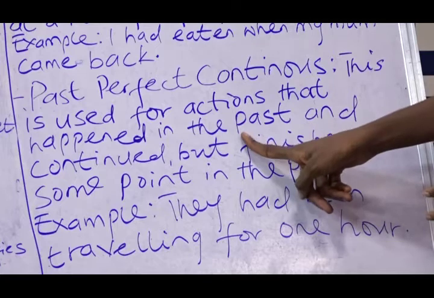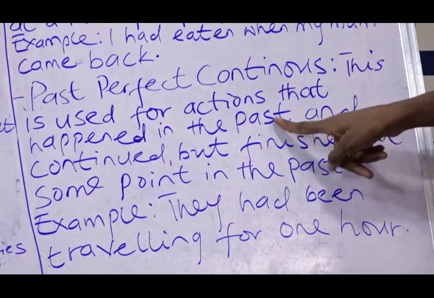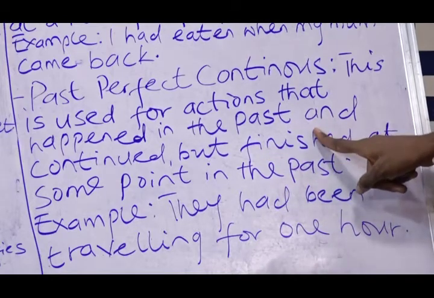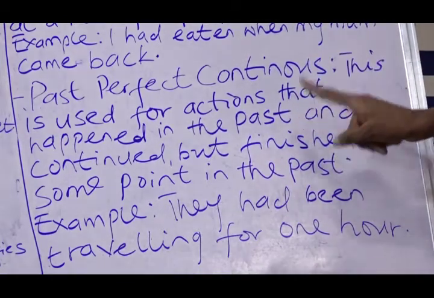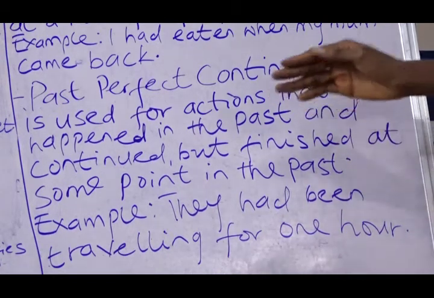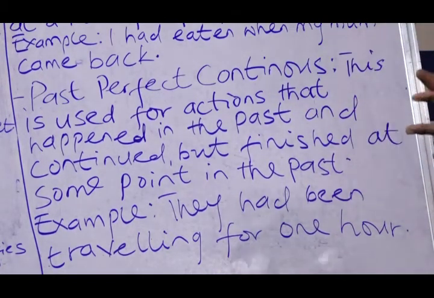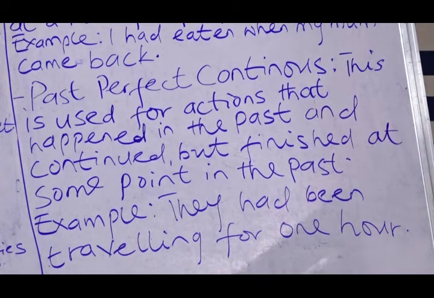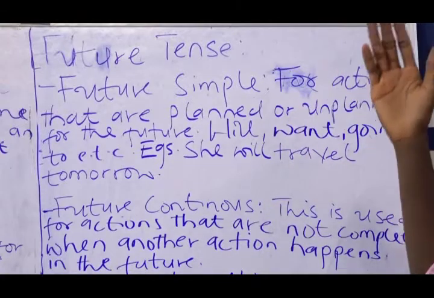Now, this also is used majorly in writing. You don't usually use it in everyday speech. You use it more in writing. So they had been traveling for 1 hour before the car broke down. Or you can simply say they had been traveling for 1 hour. And we go to the future tense.